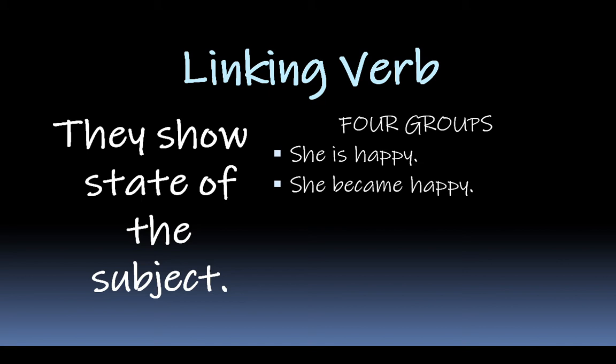The verb in both these sentences is linking verb. But in the first sentence, it simply indicates in which state the subject is. In the second sentence, the change of state from one condition to another condition, from one state to another state, is being indicated by this linking verb. She became happy. Even in this second sentence, no action is taking place. Became is also a kind of state, but it's slightly different from the first sentence.